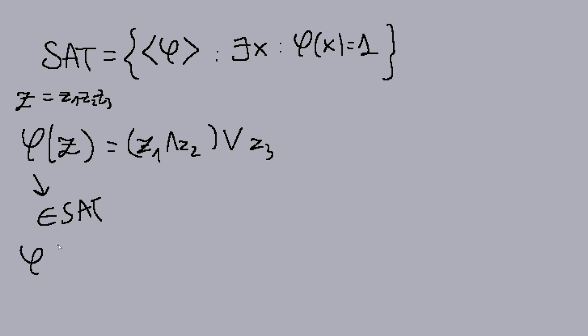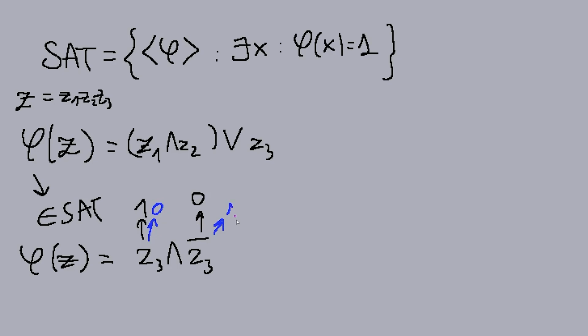But if you take something else, for example, phi of z that is equal to z3 and not z3, well, it will be impossible to always satisfy this, because if you set z3 to 1, then this will be equal to 1, but this will be equal to 0. And if you set z3 to 0, this will be equal to 1, and thus it will never be possible to have these two guys here that are equal to 1 at the same time. And so this doesn't belong to SAT.